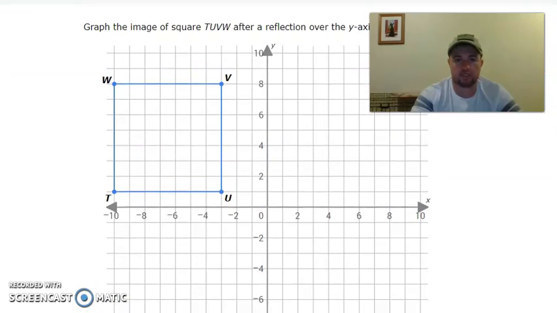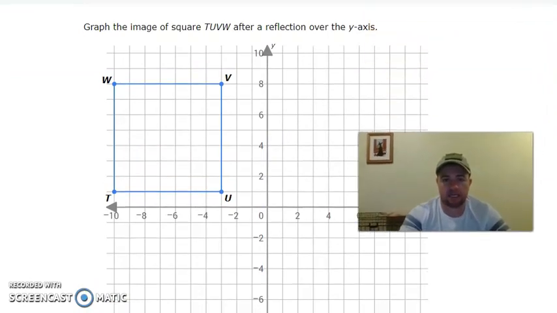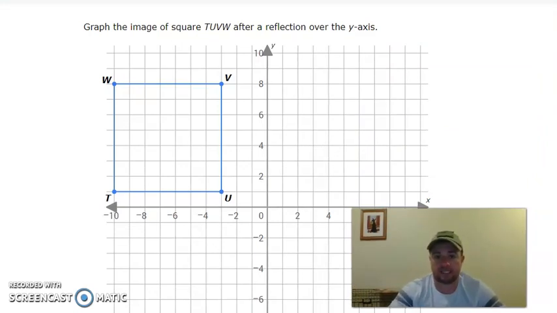This one tells us graph the image of square TUVW after a reflection over the y-axis. But this time our mirror isn't highlighted, so we need to know where is our mirror. Now this tells us the y-axis. Remember, my y-axis is my up and down axis. This is my mirror, my up and down axis. So I'm going to ask myself, how far am I from my mirror? So I'm going to start with point W, and I'm going to count.